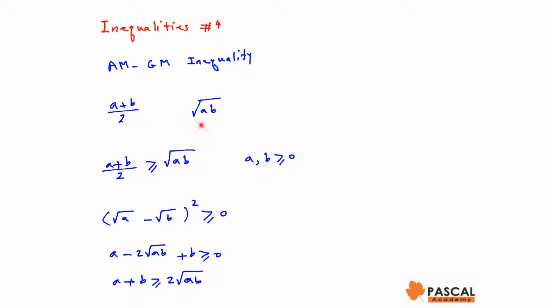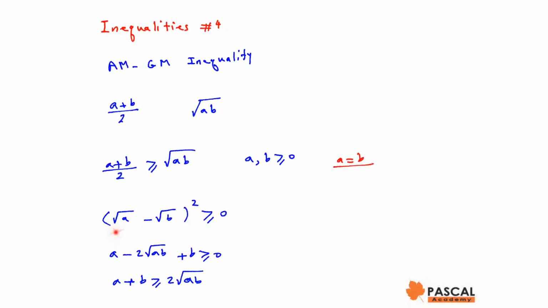The simplest form of the AM-GM inequality is: the arithmetic mean of two non-negative real numbers is always greater or equal than their geometric mean. Equality holds when a and b are equal.